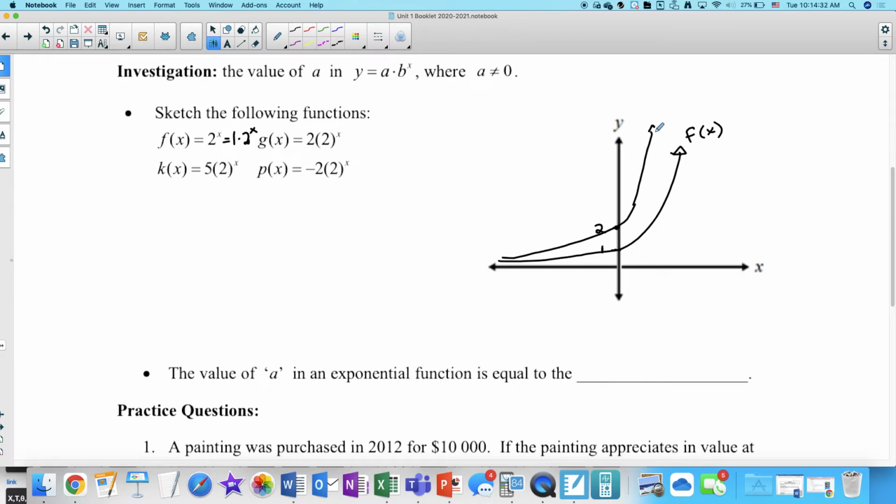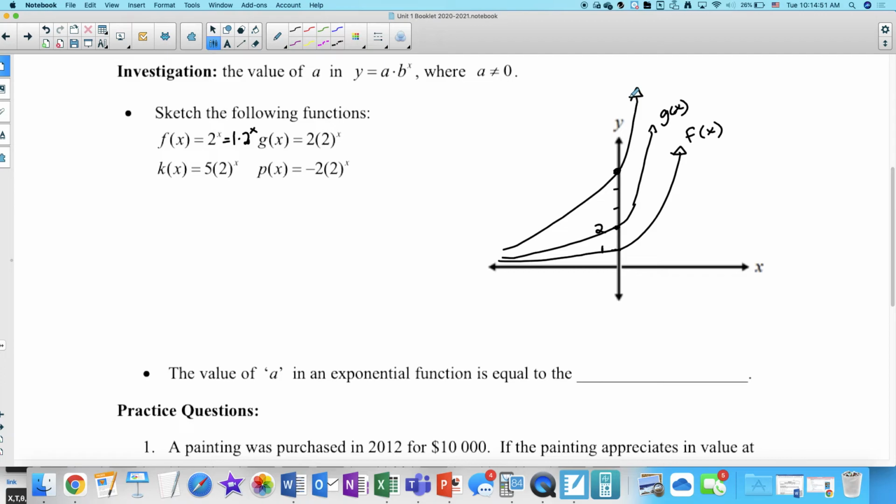Okay? And then for k of x equals 5 times 2 to the x. Again, base is 2, so it's going to increase. What's the y-intercept going to be? 5, right? So 3, 4, 5. So this will be k of x.